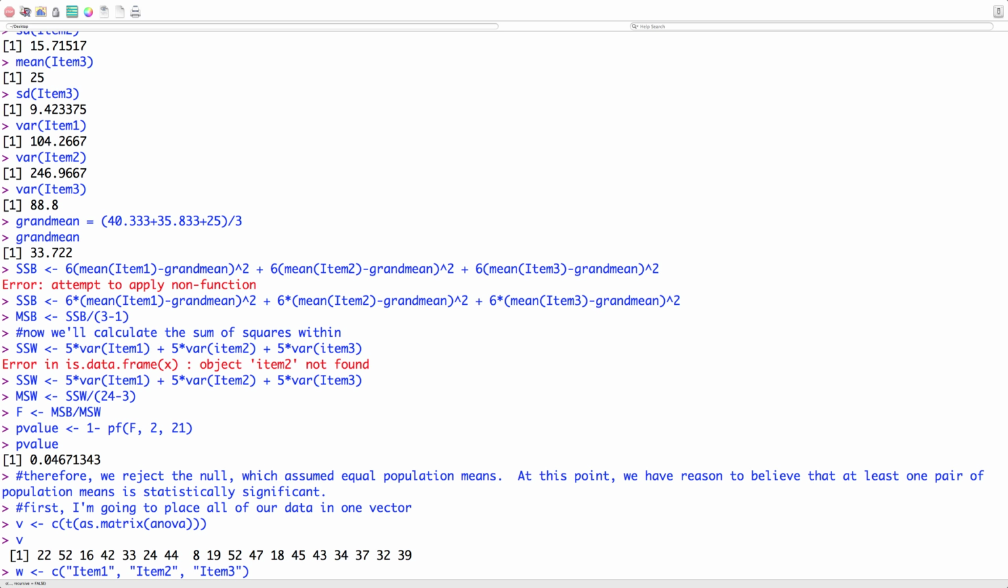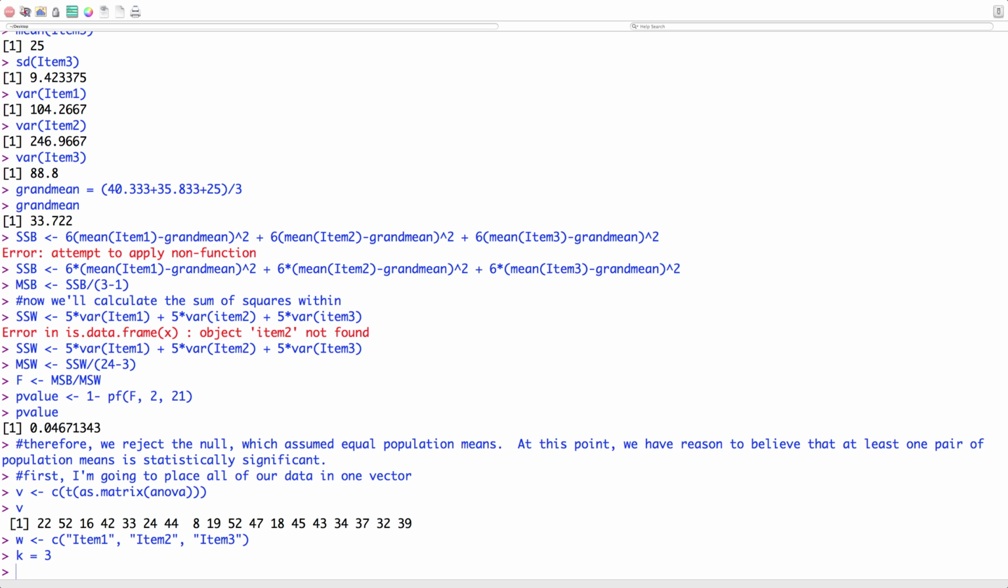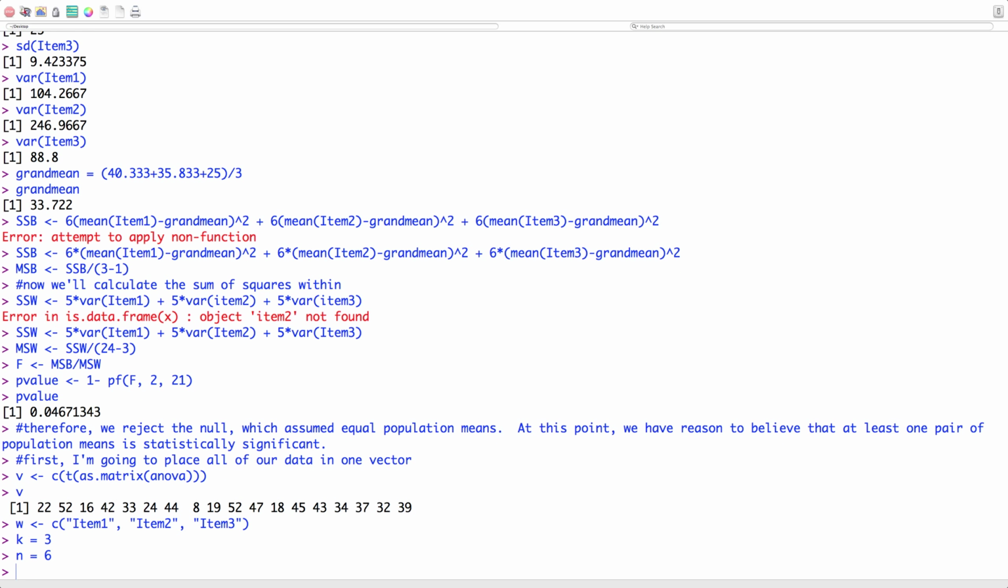Make sure this is going to work. Okay. Now I want K to be equal to the number of treatments, and I want N to be equal to the sample size in each. Yeah, this is going to work. Okay.